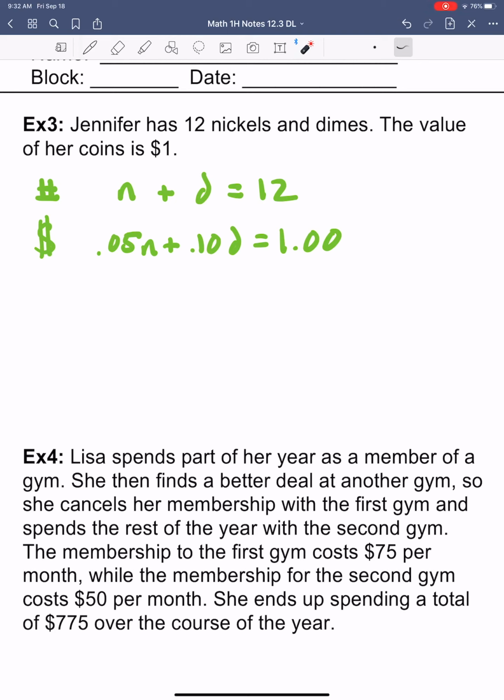And now I'll go ahead and use elimination here. So I'm going to eliminate the nickels, so I'm going to multiply by negative 0.05. Okay, let's write that a little bit nicer. And then we're going to go ahead and multiply. That's going to give me negative 0.05N minus 0.05D equals, this is going to give me 0.6.